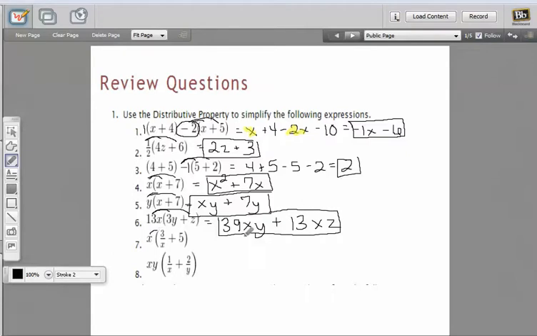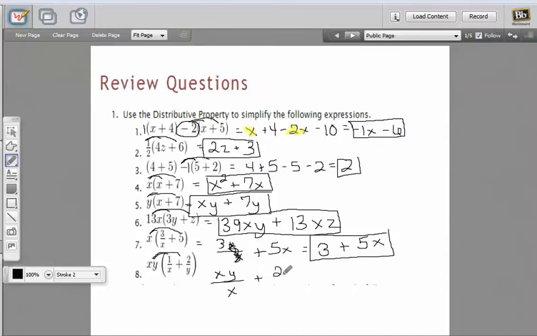For number 7, let's go ahead and distribute our x. So we get 3x times 3 over x, which is 3x over x, plus x times 5, which is 5x. And if we want to go ahead and simplify, notice that x over x is just 1. So really, it's just 3 plus 5x in example 7 here. And the last one, let's distribute xy. So xy times 1 is just xy over x. And then xy times 2 is 2xy over y. Notice again, if I want to simplify those, I'm left with y plus 2x.